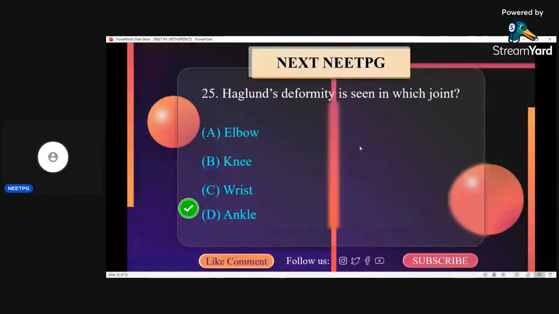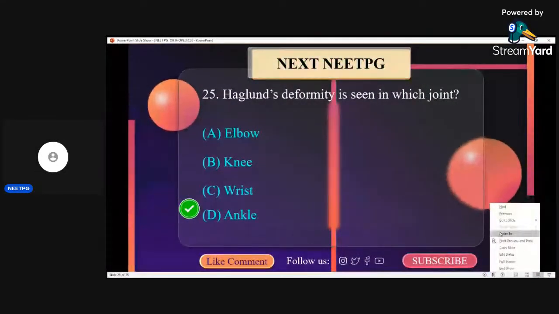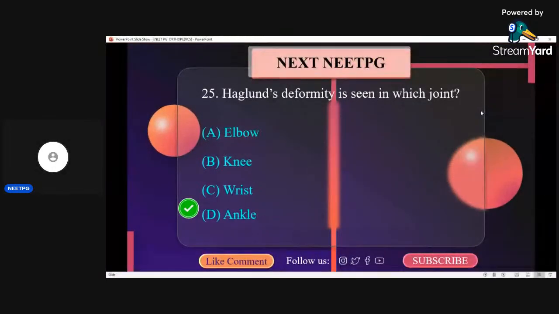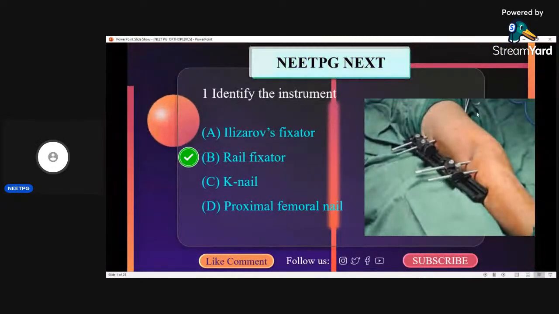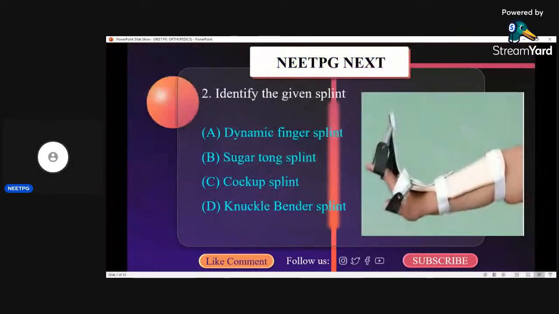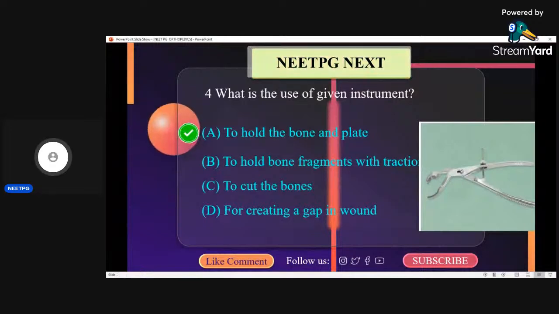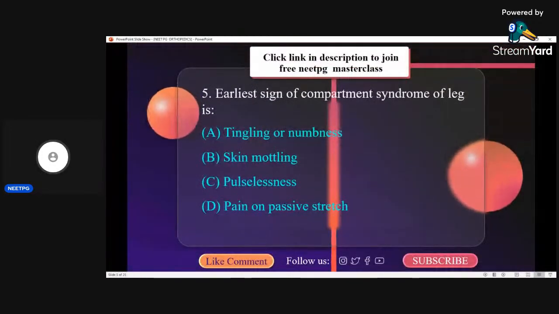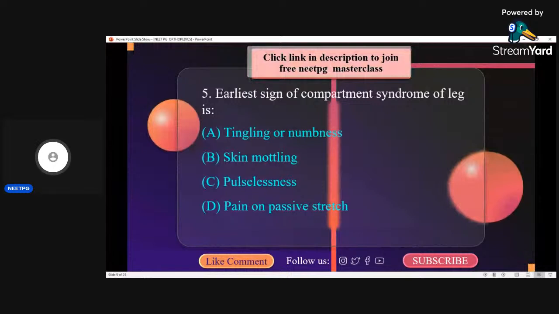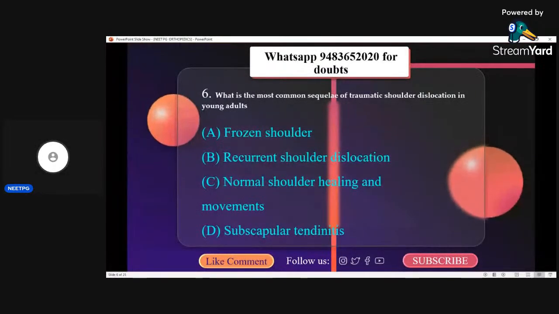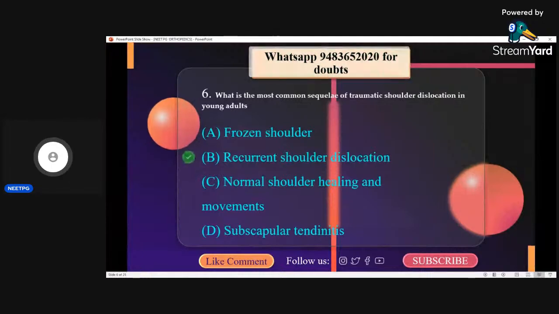So let us now quickly revise all the MCQs. Fast, you answer in the chat box. Identify the instrument given. Identify the given splint. Please answer in the chat box. It is a cock-up splint. A football player, fracture of the head, there is a Galeazzi fracture. What is the instrument to hold the bone and plate? Earliest sign of compartment syndrome of the leg is pain on passive stretch. What is the most common sequela of traumatic shoulder dislocation in a young adult? Recurrent shoulder dislocation.